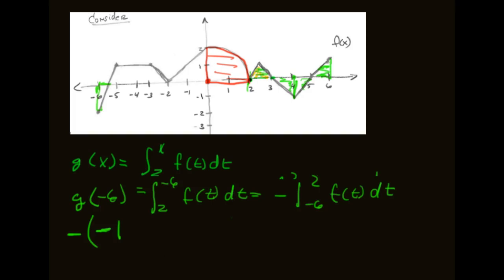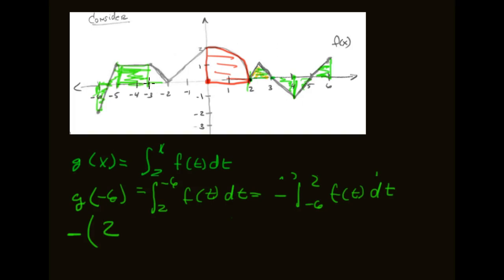Oh, wait. That's not all the way across. That's to half, right? So let's actually think this through. If I go from negative 6 to negative 5, these two pieces are going to cancel each other out. So that's just 0 there, right? Now let's go from negative 5 to 3. Let's see, that's a rectangle. That has a width of 2 and a height of 1. So that's just 2.